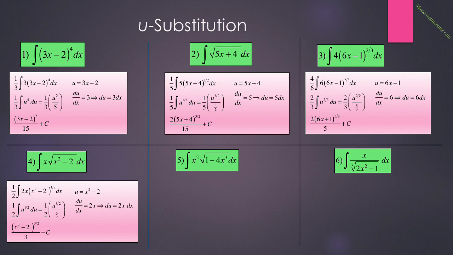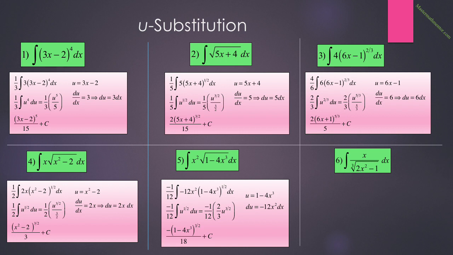Students sometimes get confused with this step. They say, what happened to the 2x and the dx? That all got eaten up by du. So this becomes 1/2 u to the 3/2 divided by 3/2, and my final answer is x squared minus 2 to the 3/2 over 3 plus c.